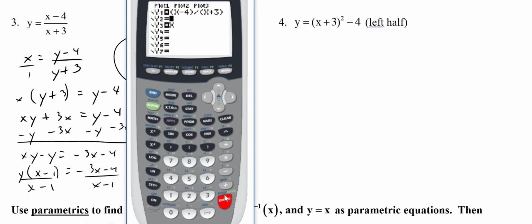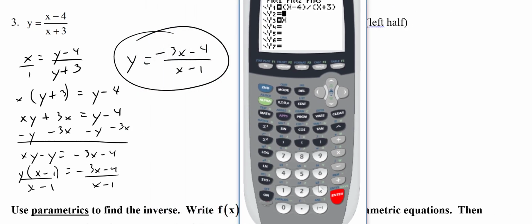Hit enter, and then do the next one. So it's going to be negative 3x minus 4 divided by x minus 1. Okay, and then I already have y equals x in there. So let's go ahead and graph it.